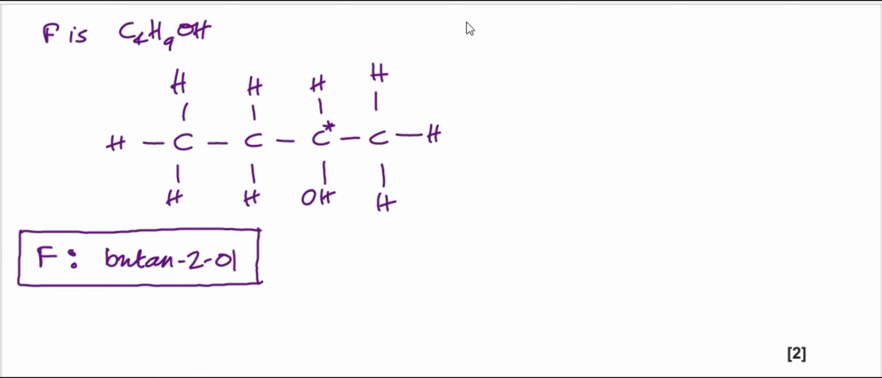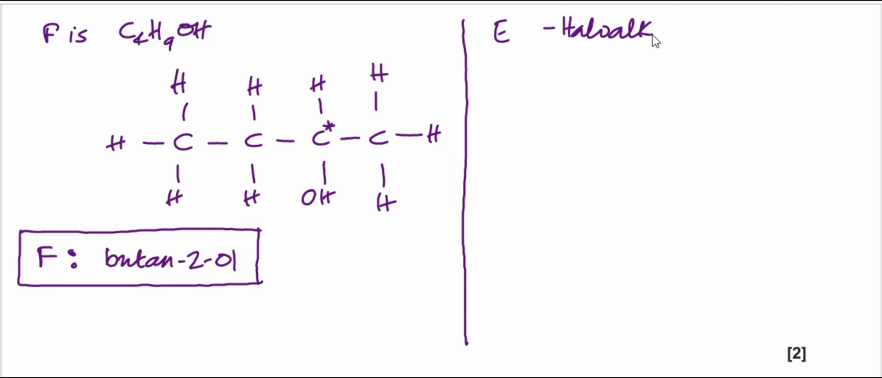Okay. Now we have got one more compound to be identified. So that is E. That is the starting haloalkane. That is easy to be identified from here. It will have the same structure as butan-2-ol, where the OH will be having bromine there.